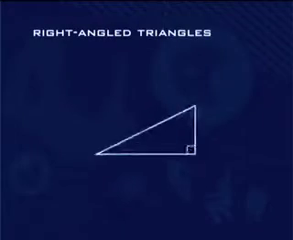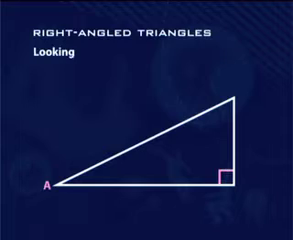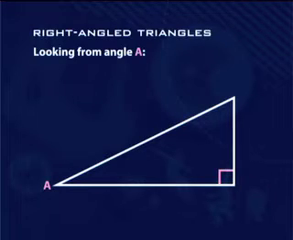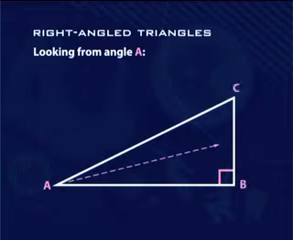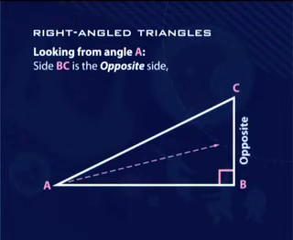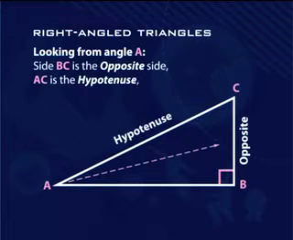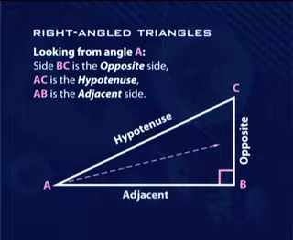Working with right angle triangle ABC, we will start by naming the sides relative to angle A. So really what we are doing is looking from angle A. The side opposite angle A, which is BC, is called the opposite side. AC will remain the hypotenuse of the triangle regardless from which angle you are looking from. AB is the adjacent side to angle A.